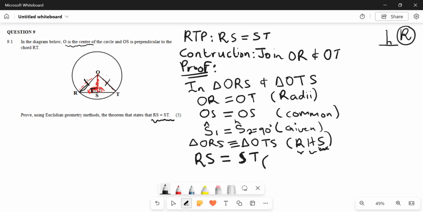And the reason for that, triangle ORS is congruent to triangle OTS. Proven.